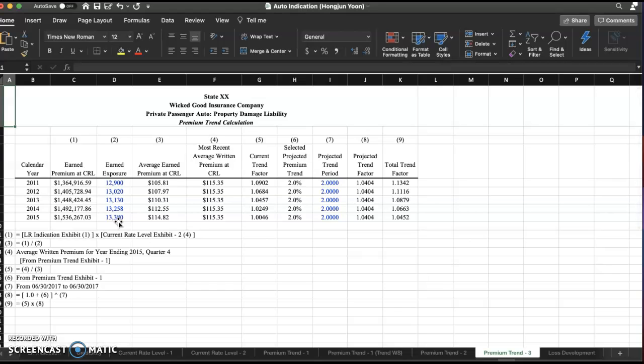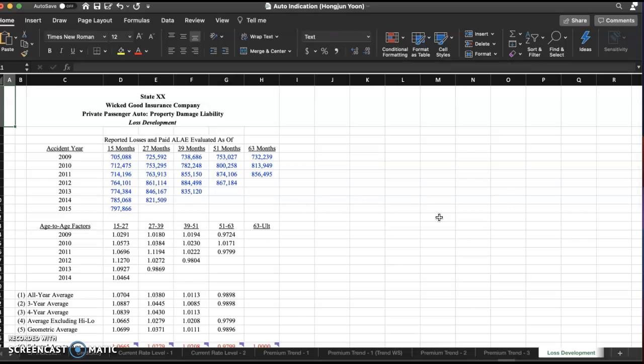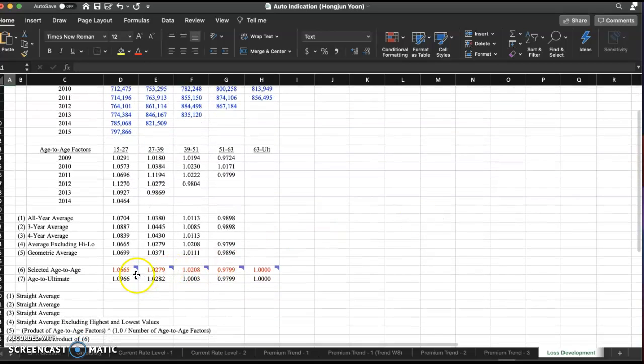Using the selected projected premium trend, we get the total trend factor for the premium, which we used in the first spreadsheet. Again, all the calculation details are indicated at the bottom. Loss development displays the selection of the reported loss and ALAE development factors using the chain ladder method. So for the selected age to age, we assume that we'll get rid of the high and low outliers right here.